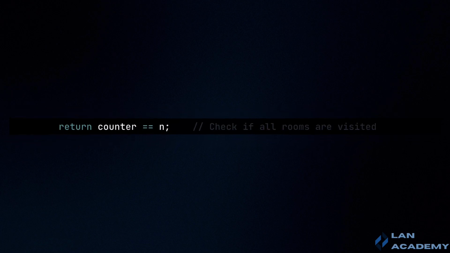Finally, after the queue is empty and all possible rooms have been visited, we check if the number of visited rooms stored in counter is equal to the total number of rooms n. If they're equal, it means we have visited all rooms and we return true. Otherwise, we return false. This final check answers whether all rooms have been visited or not.